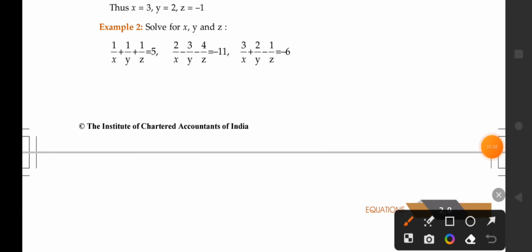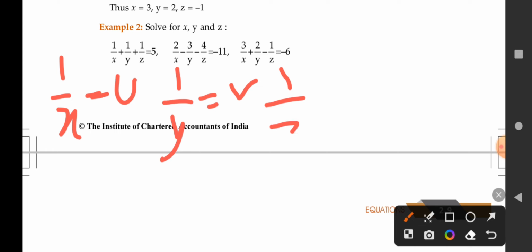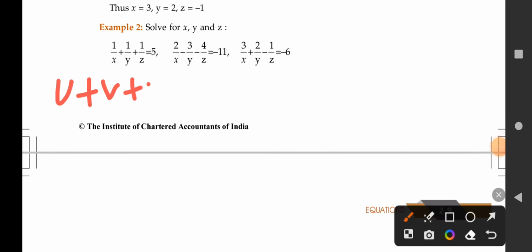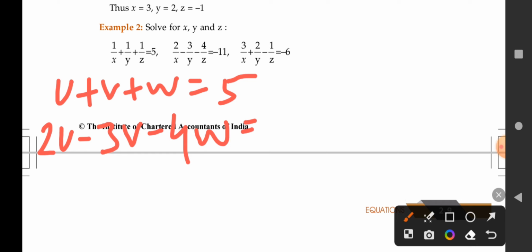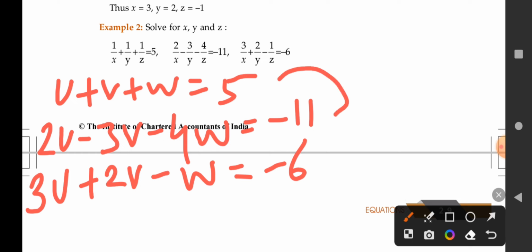Next example number 2. If you substitute 1 by x equals to u, 1 by y equals to v, and 1 by z equals to w, you will get equations. U plus v plus w is equals to 5, and 2u minus 3v minus 4w is equals to minus 11, and 3u plus 2v minus w is equals to minus 6. Okay, so let's take first and second equation.